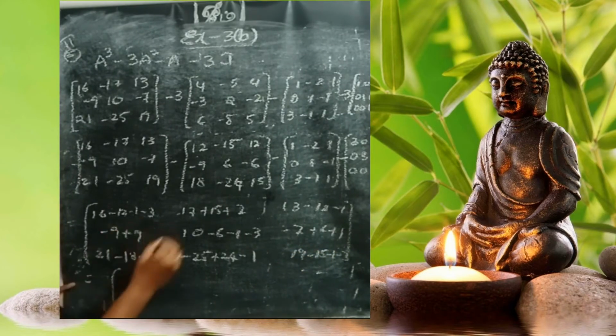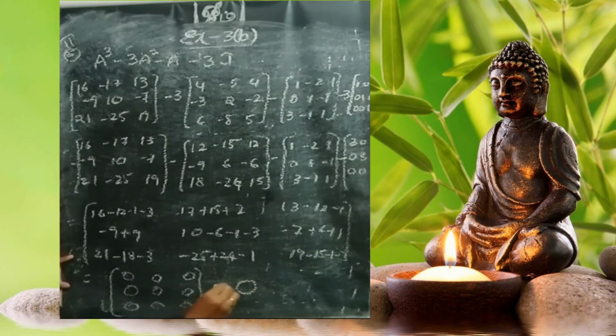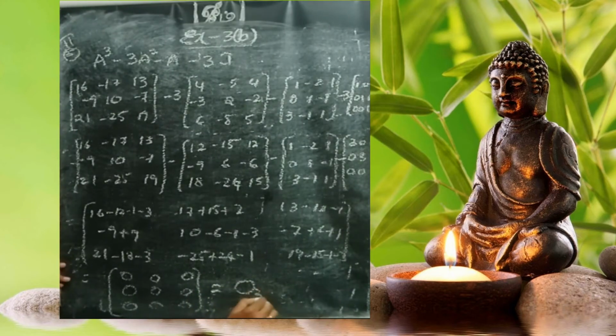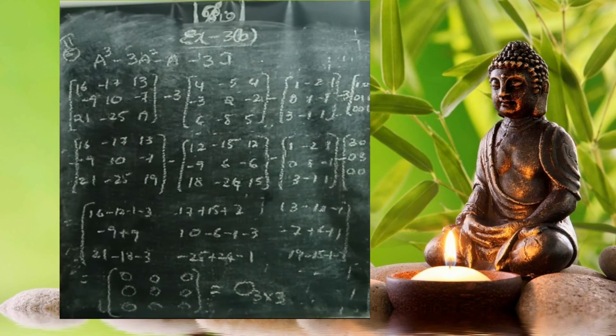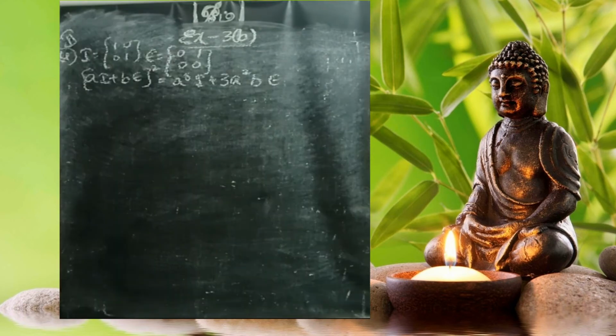Then the answer is 0 0 0 0 0 0 0 0 0. So 0 means the zero matrix will be indicated as 3 by 3. That's it. Simple. Next problem.